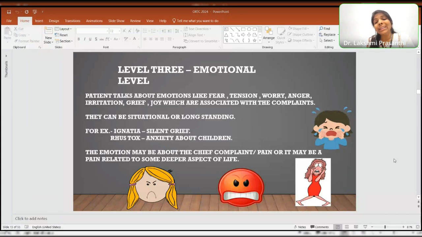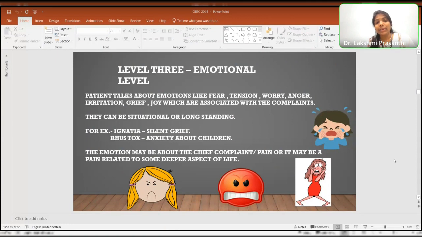Or it can be a deep pain or deep chronic emotional state which has been running throughout the life, right? So on that basis, you decide whether the emotion is a deep chronic one or a superficial or situational one. Ignatia is having silent grief. Rhus tox talks about anxiety about children.